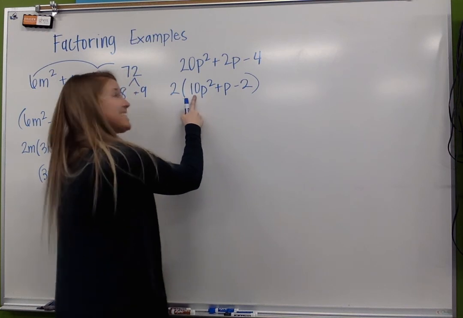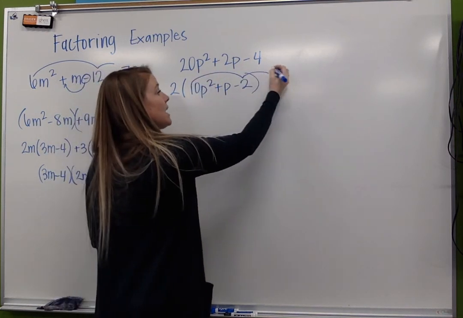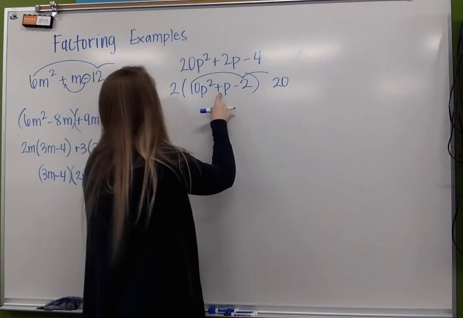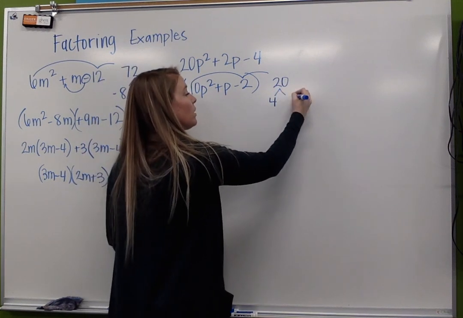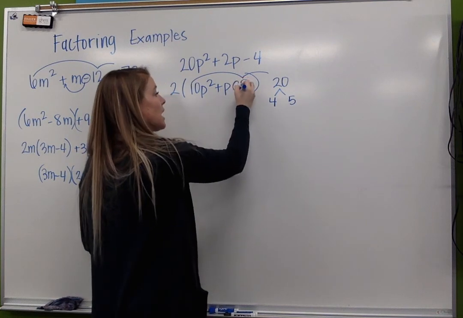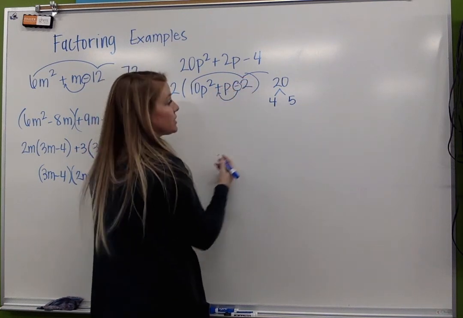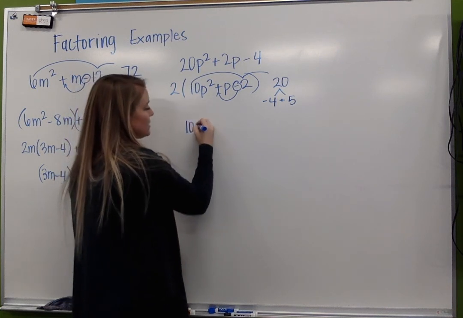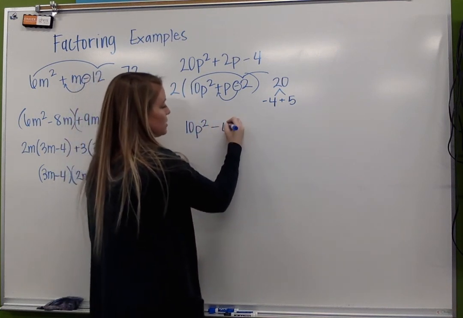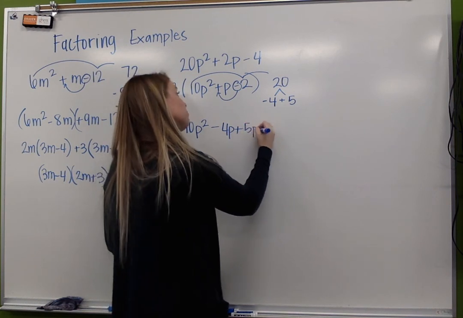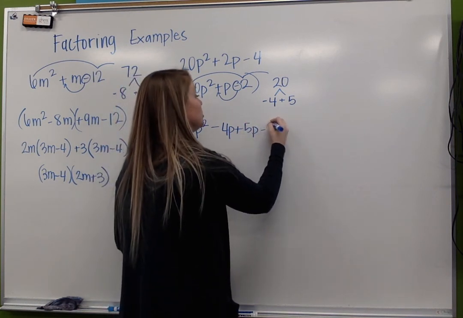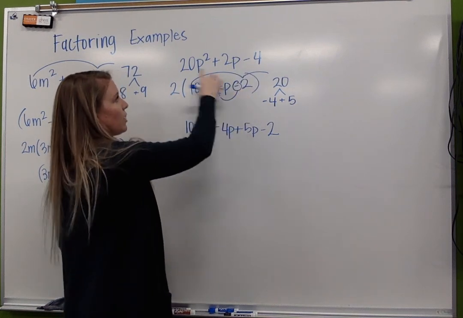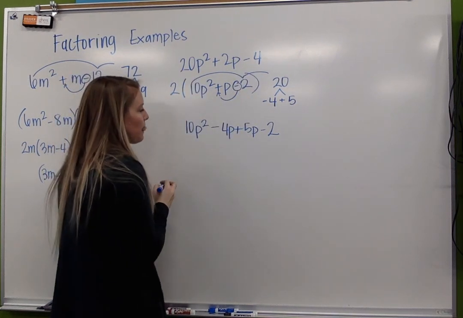My leading coefficient isn't 1, so I'm going to take 10 times 2 and I'm going to get 20. The factors of 20 that equal 1, I'm going to use 4 and 5. Signs are opposite, larger is positive. So I'm going to rewrite as 10p squared minus 4p plus 5p minus 2. So I'm using this guy, 10 and 2, because we've already factored the 2 out. And I group.